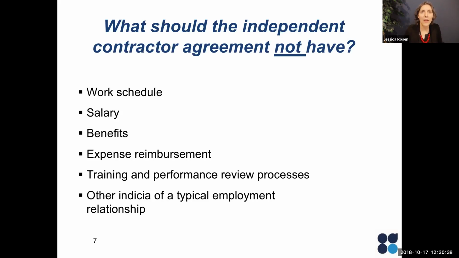If you want to be able to control what someone is doing and how they're doing their work, an independent contractor relationship is probably not a great fit, because that flies in the face of the test, right? The more control you have over what they do and how they do the work, the less you're going to be able to truly claim that they're an independent contractor. So you don't want to put that in the agreement.